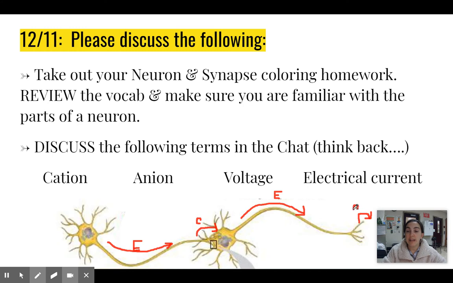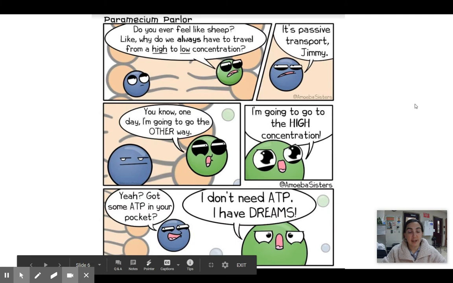And as you probably guessed from that vocab up on the screen right now, today we're going to be focused on the electrical signaling that happens along the axon. That's this long, skinny part of a neuron. So let's dive into this here.